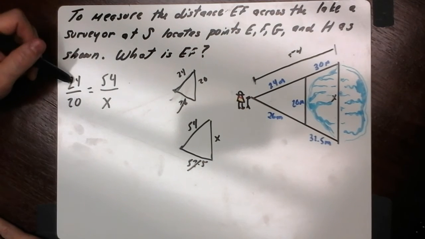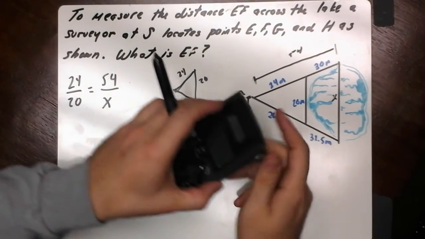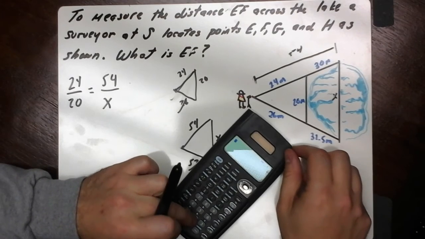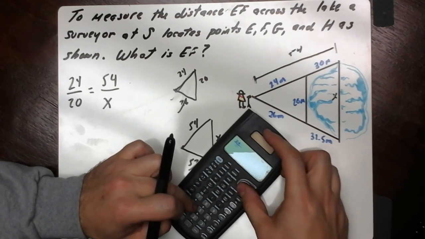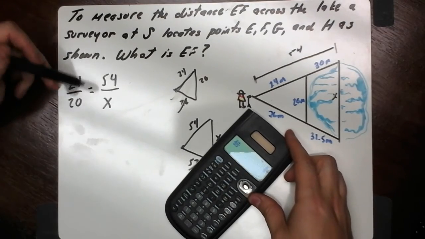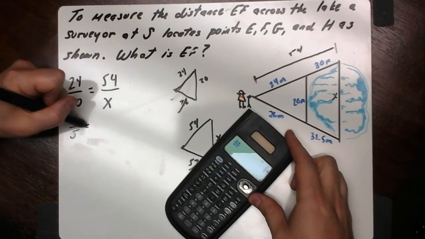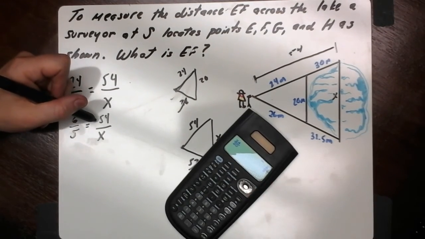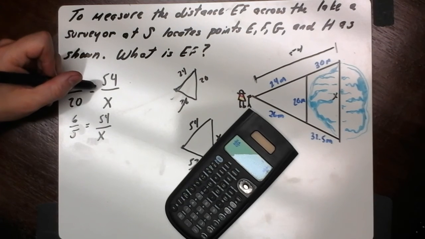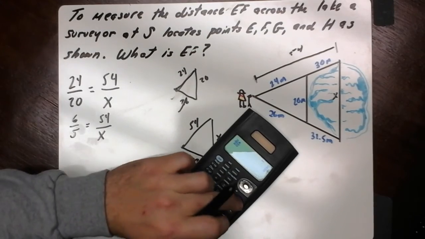24 to 20 is very reducible, I think. So let's see what I can reduce it by. It's at least reducible by 2. So 24 over 20, and that's 6 over 5. Some of you may be wondering, wait a minute, why'd you do that extra step on the calculator if you couldn't just do it in your head? 54 is already a large number. 20 times 54 is going to be even larger. I don't want to typo this or make a mistake.